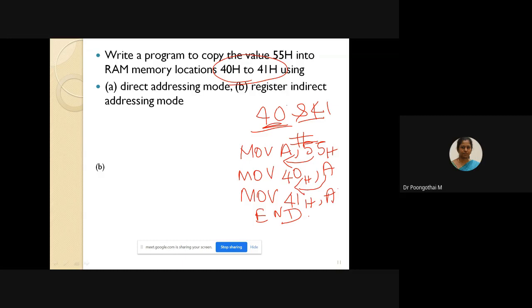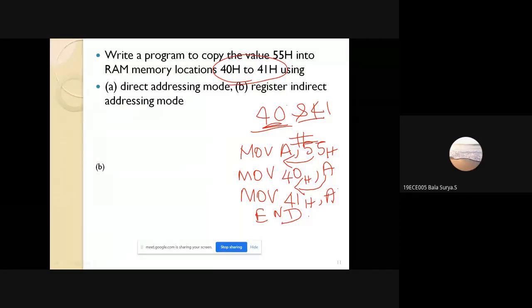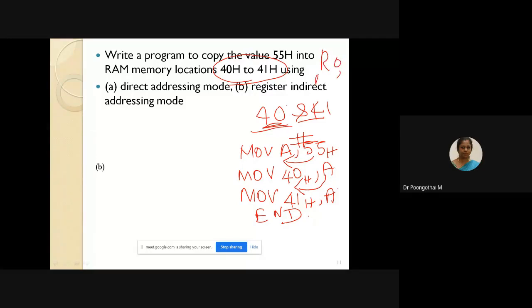So how do you carry out the next problem? Register indirect addressing mode. What is register indirect addressing mode? We have to use pointers. But here the address is an 8-bit address. So what pointers can be used to transfer the data from the accumulator to your internal memory? R0 and R1. Yes, very good. R0 and R1 can be used to hold this internal memory address.